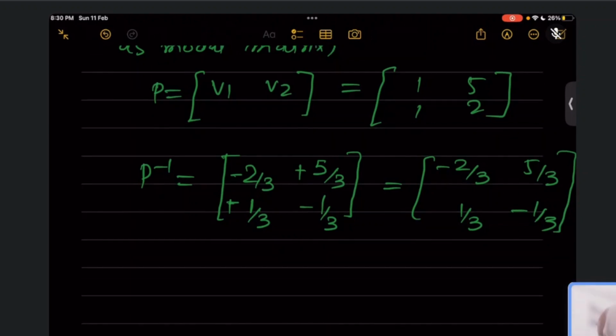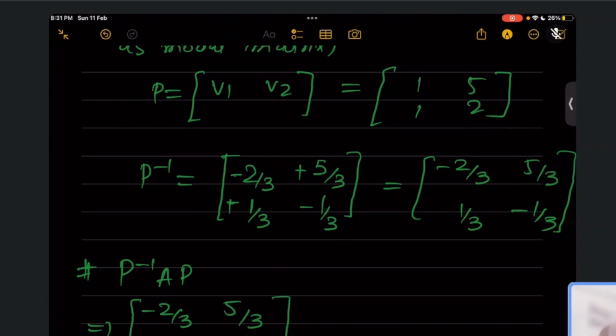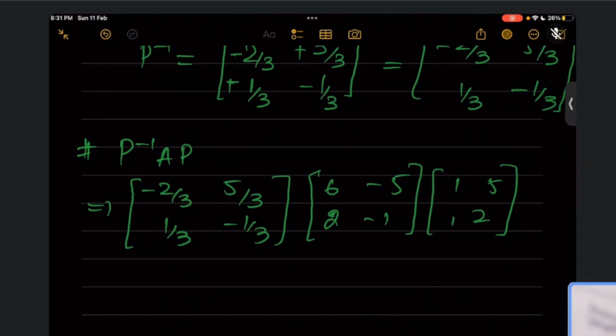Now look here. I want you guys to find P inverse AP. Three matrices have been given. P inverse is minus 2/3. You just have to multiply. I am going step by step so that it is easy for your understanding. At last I will explain the whole crux of it. So calculate this. Tell me what it is coming out to be. Quickly.